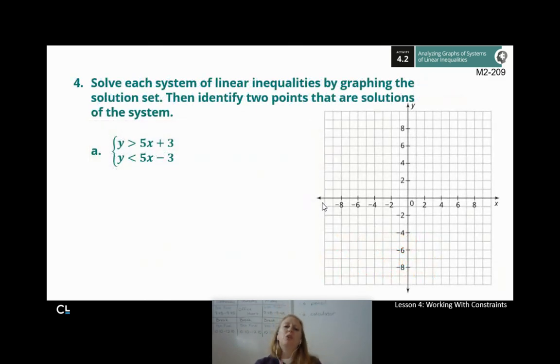I've got just a few more of these. Now that you know how this works, I have just a couple more of these. I think I only have 2 more. Can you go over to page 209? I would like you to solve each system of linear inequalities by graphing the solution set and identify 2 points that are solutions of the system. So go ahead, hit pause, work out A, work out B, and then hit play when you're ready to check your work.